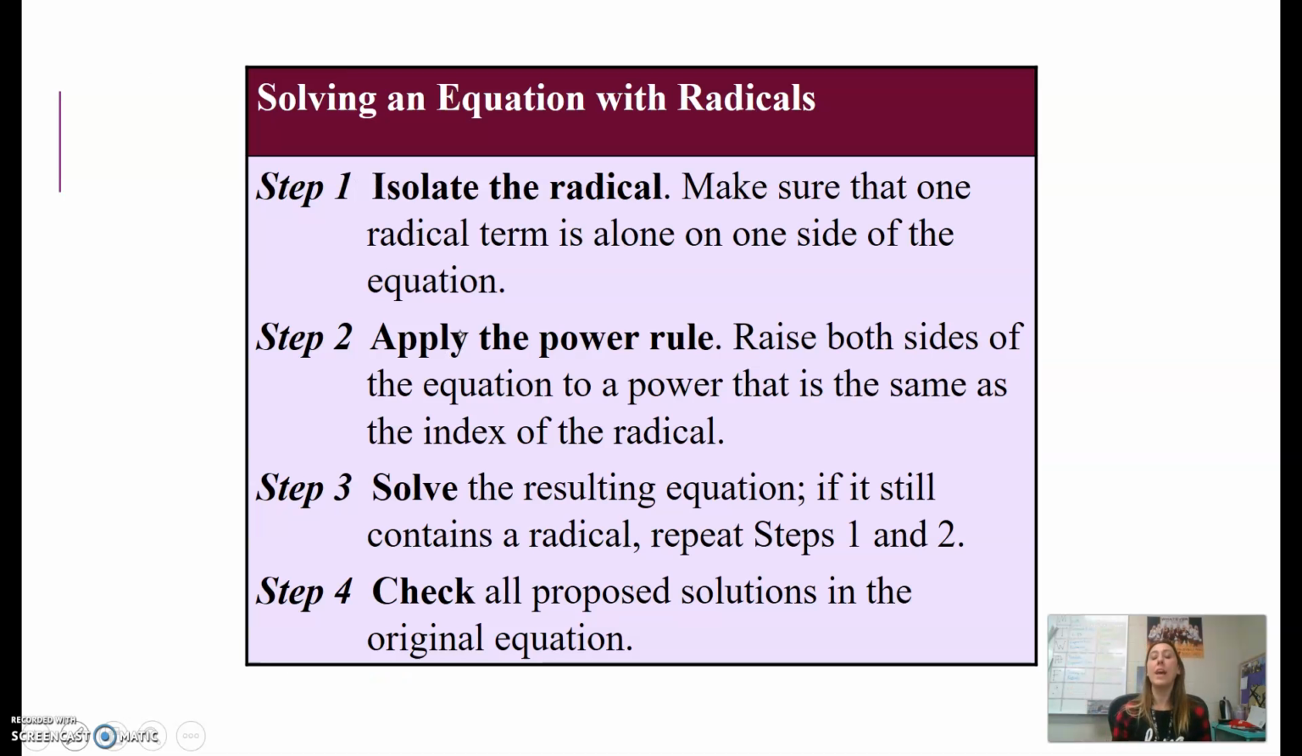All right, go ahead and write this down. You're going to want to hit pause. You're going to want to write the bold things unless you don't know what it means. So if we're going to do step 1, isolate the radical. If you don't know what that means, it tells you. Make sure that one radical term is alone on one side of the equation. So go ahead and hit pause and get those down.